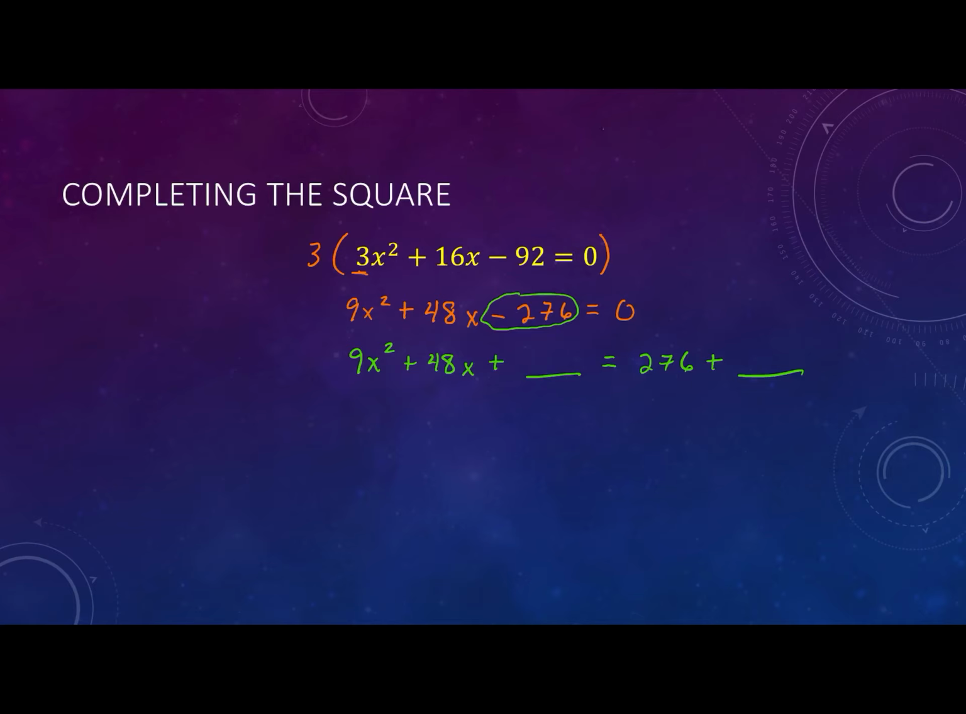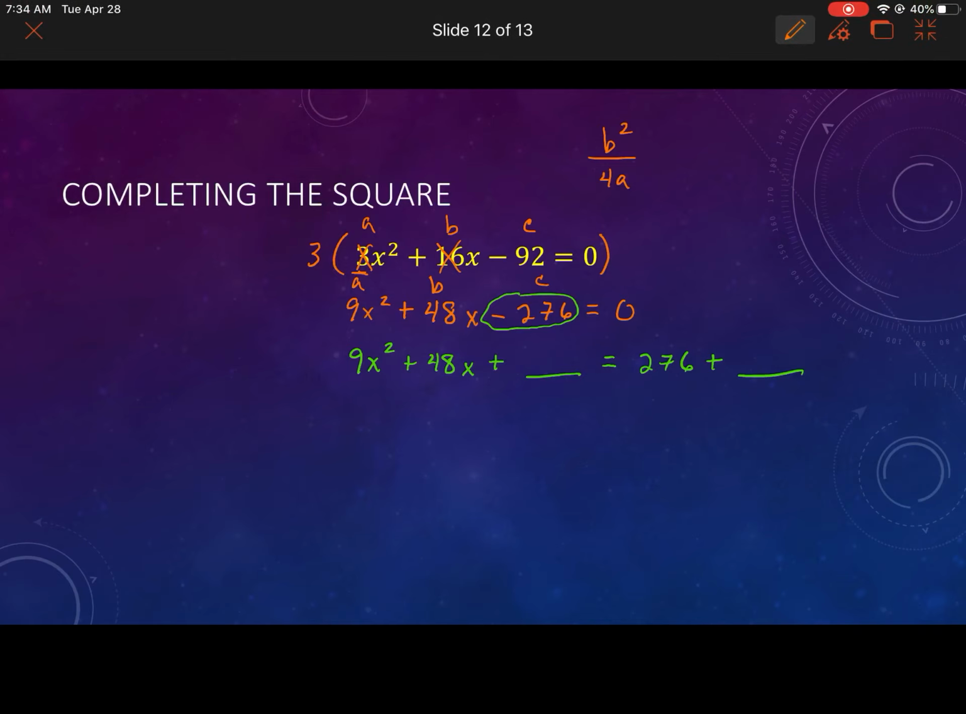We're going to use b squared over 4 times a, but this is the note I want you to make. We're not going to use the original numbers, okay? Remember, this is a, b, and c. We're not going to use the original numbers. We've changed the equation a little bit. We changed the way it looks. So what we're going to do is use the new numbers of 48 as the b and 9 as the a. So my b squared is going to be 48 squared divided by 4 times 9, because 9 is my a value.